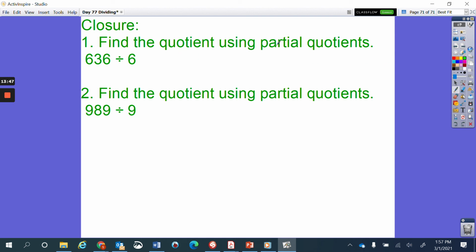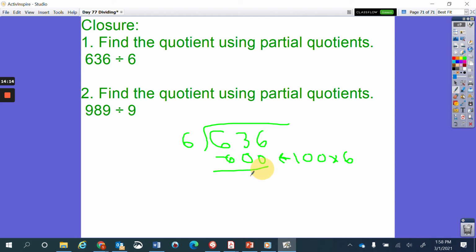Okay, find the quotient using partial quotients. So here I have 636, and I'm dividing that by 6. I know I can take out 100 groups. I like using 100 because it's just an easy number for me. I can take out 100 groups of 6, which gives me 600. When I subtract, I get 36.